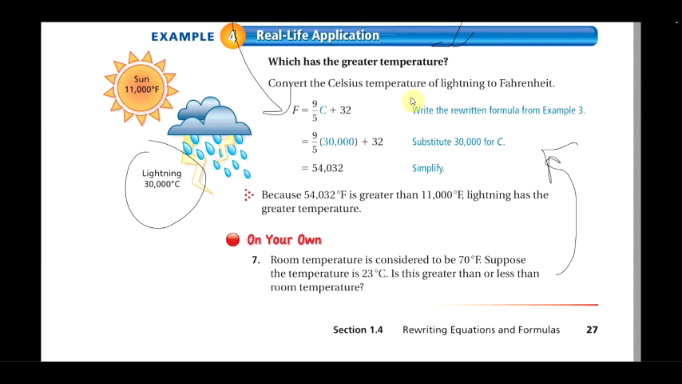If you really want to be cool, I guess, you can put 70 degrees all the way up into the original formula that they gave us at the very top of the page. So convert either 70 or 23. I suggest 23, as they already did in the example. And tell me, please, which is greater, 23 degrees Celsius or 70 degrees Fahrenheit? Please show your work.